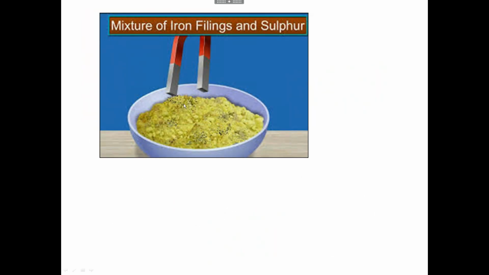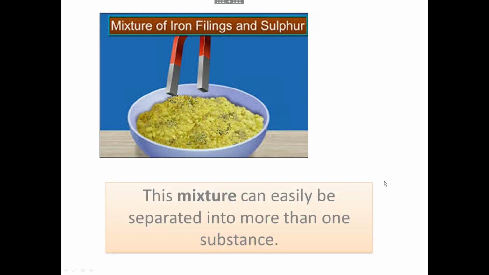One more example, a mixture of iron filings and sulfur. We can tell this is a mixture because it is easy to remove the iron. Use a magnet, it attracts the iron filings. The iron and sulfur, in this case, are not bonded to each other. They are a mixture, therefore the iron can be attracted out of the mixture. A mixture is a collection of chemicals, more than one substance, that can be easily separated.